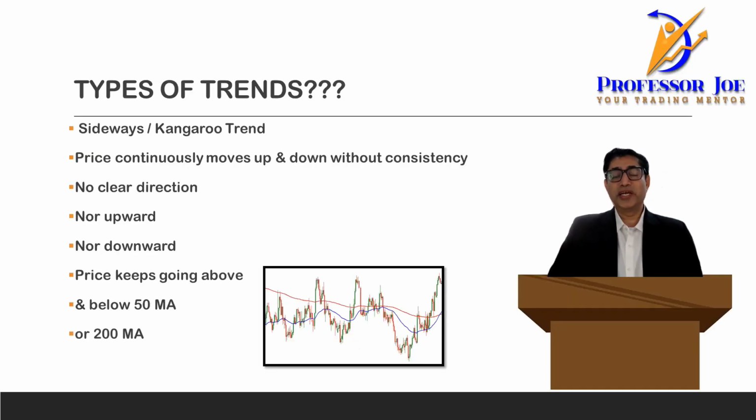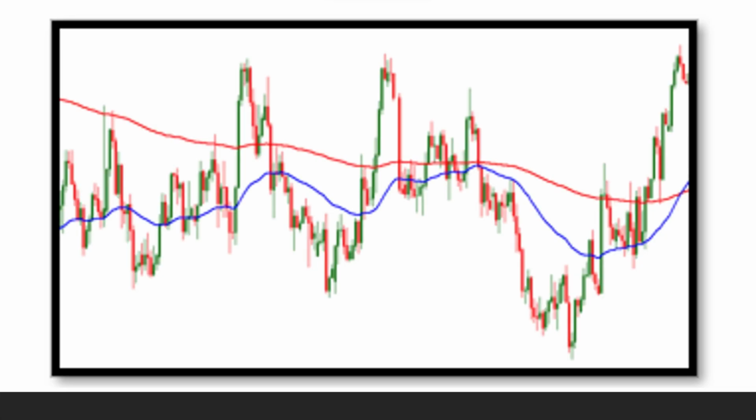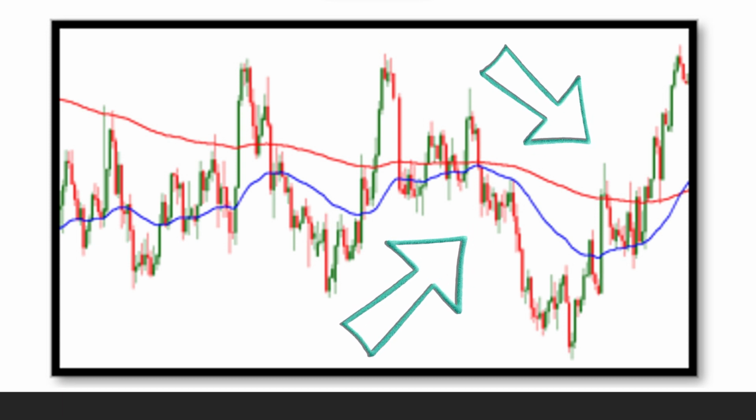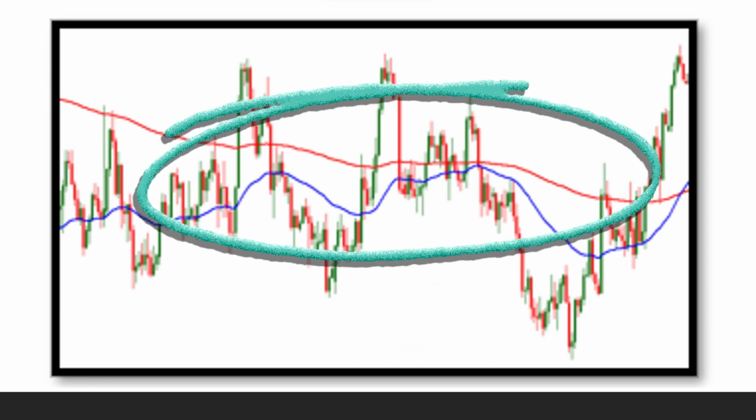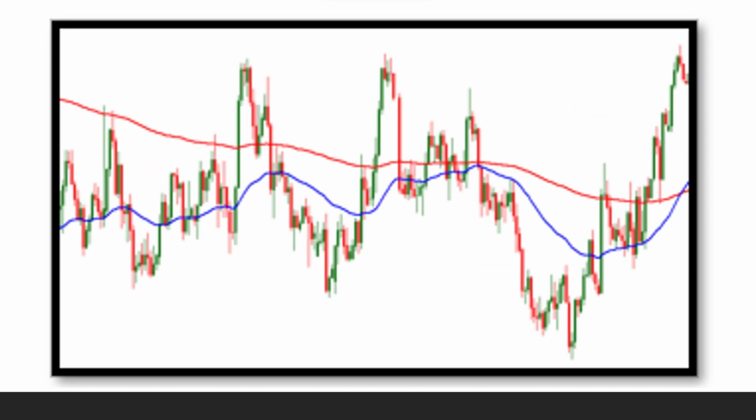Now, friends, let us look at the third type of trend. It is called the sideways trend or the kangaroo trend. So as you can see in the chart, price is continuously moving up and down without any consistency. There is no clear direction on the chart, nor is it continuously going upwards, nor is it continuously going downwards. Price keeps going above and below the 50 moving average and the 200 moving average. There is no consistency in the direction of the price.